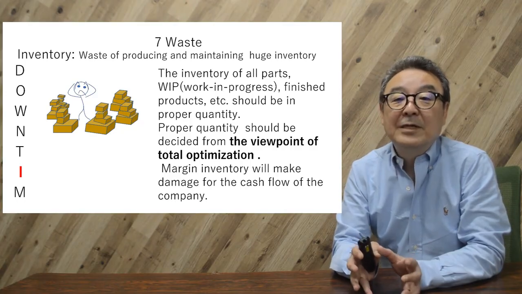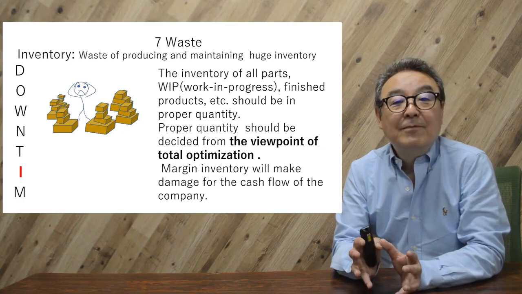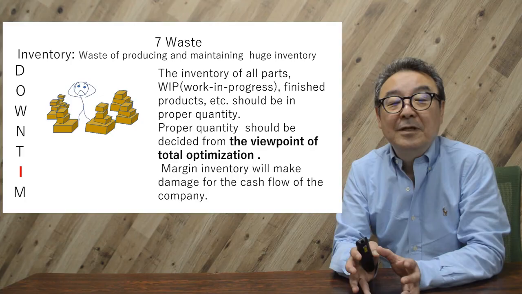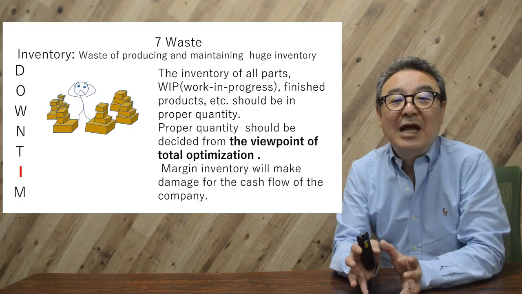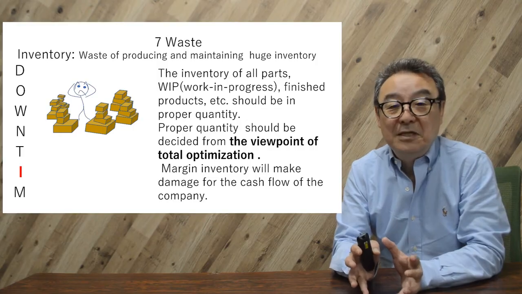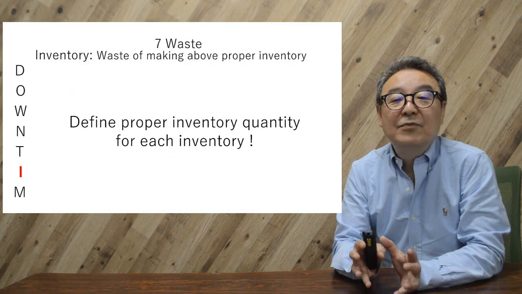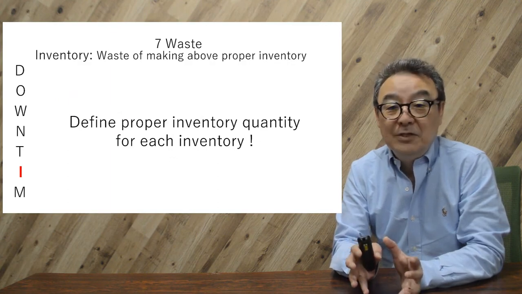Sometimes production line managers think margin inventory helps sales growth. And this kind of margin inventory will damage the cash flow of the company. Don't use local optimization. So the key is to first define the proper inventory volume quantity for each inventory.